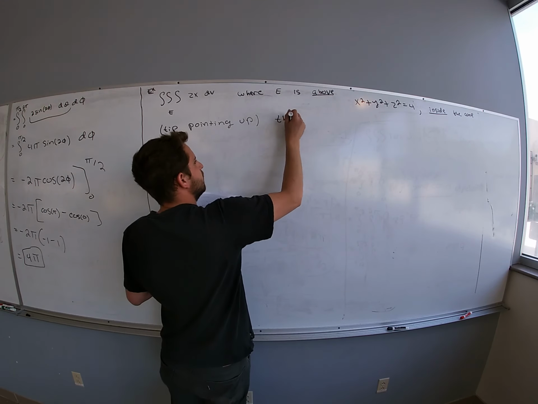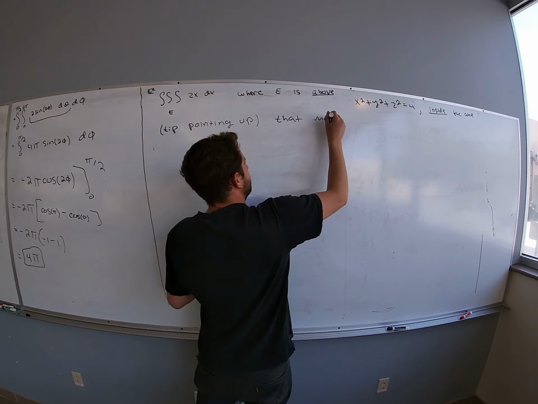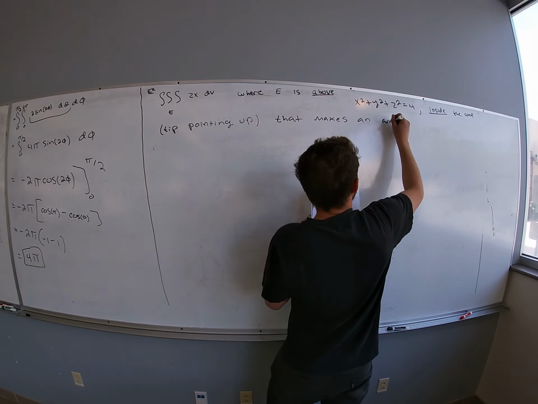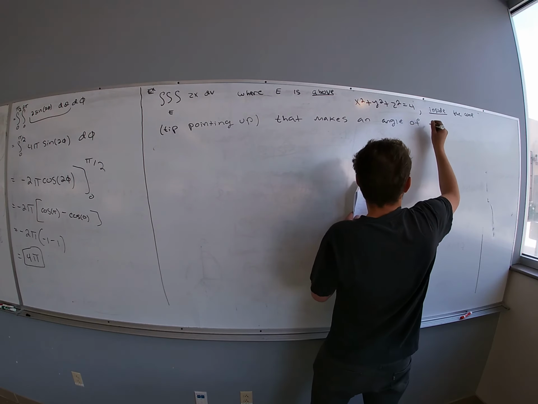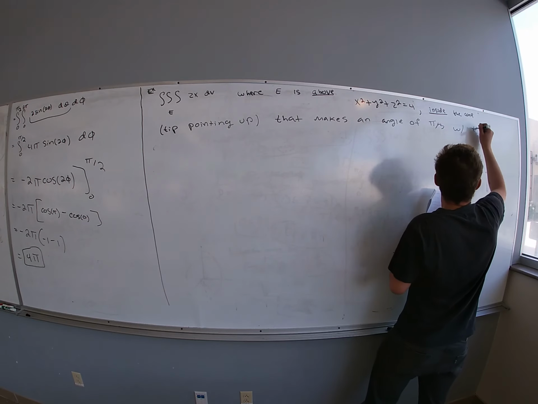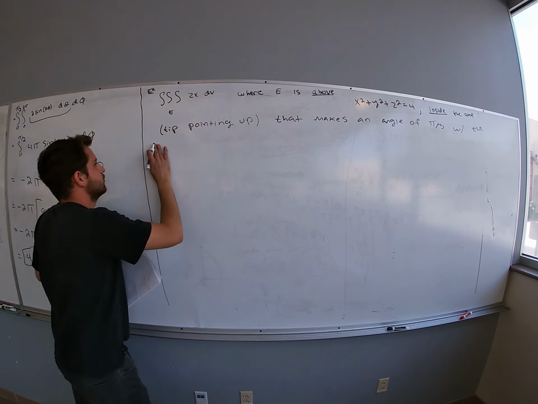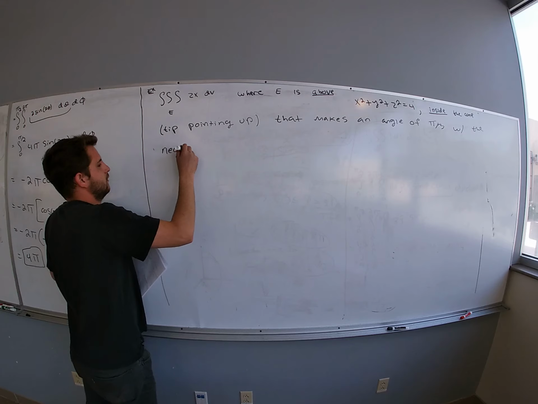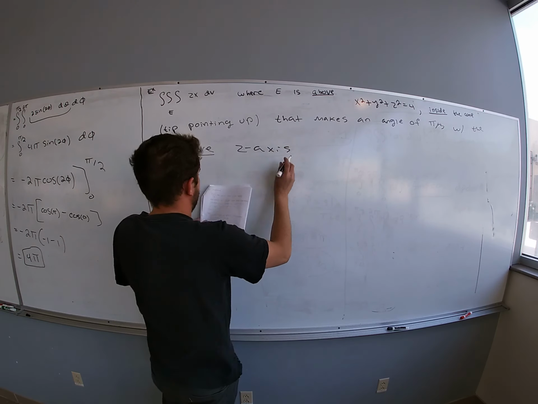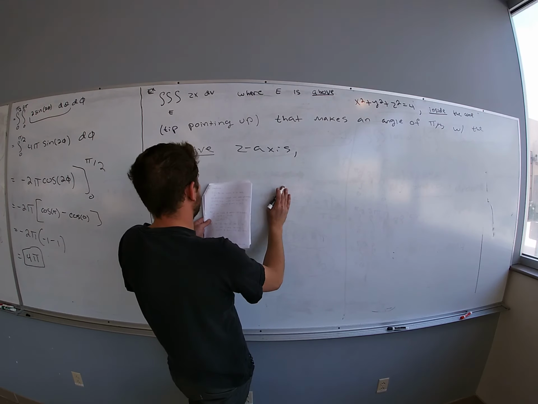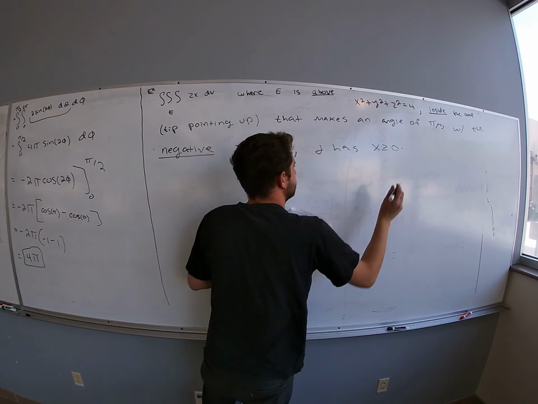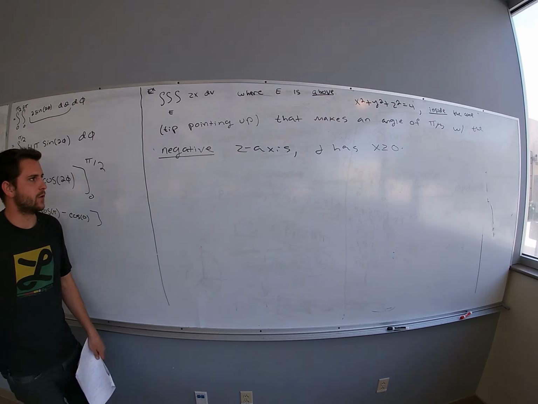That makes, what's our information about this cone? That makes an angle of pi over 3 with the negative z-axis. One more thing, and has x being strictly positive. Sorry, not strictly positive, greater than or equal to 0. Okay?